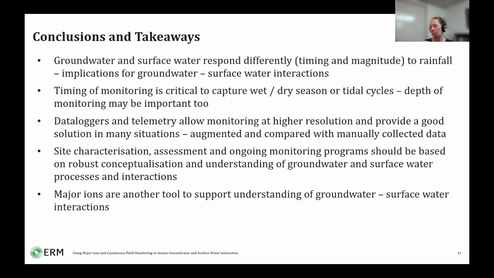Hydraulic gradients, flow directions, and groundwater surface water interactions may change over time. They might reverse seasonally or on a daily cycle in a tidal setting. This has important implications for quality, and so it's important to characterize these changes over appropriate timeframes. It's also important, therefore, to design site characterization, assessment and monitoring programs based on a robust conceptualization of groundwater and surface water and the processes that are occurring in both. And finally, major ions, I feel, are a very valuable tool to support understanding of groundwater surface water interactions, and I think we should be using them more, and I hope this encourages you to do so.